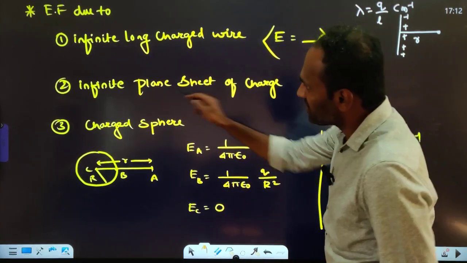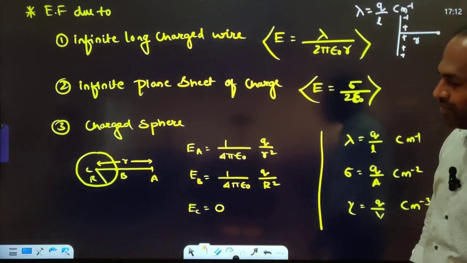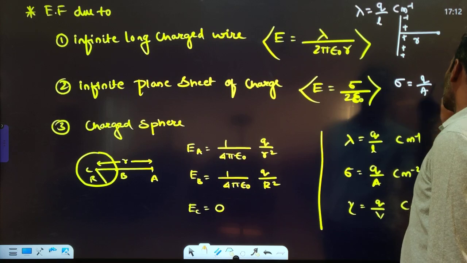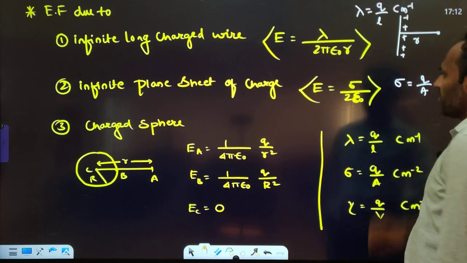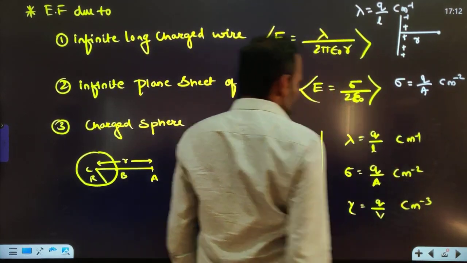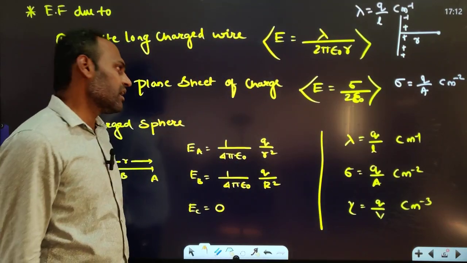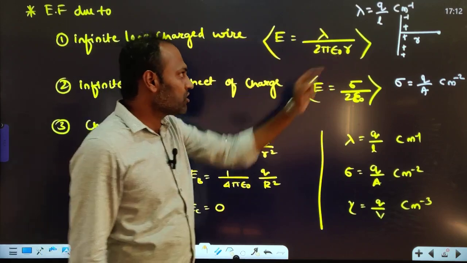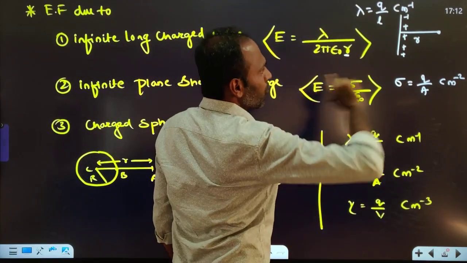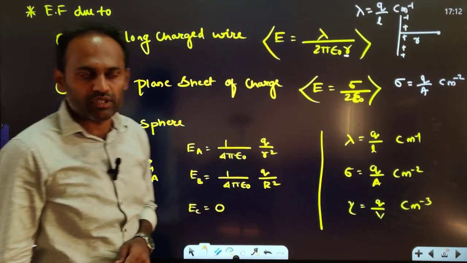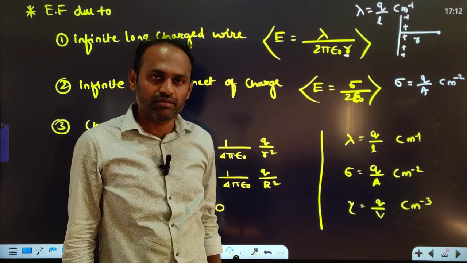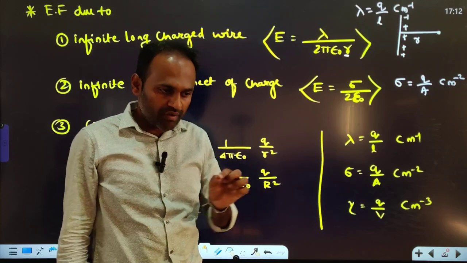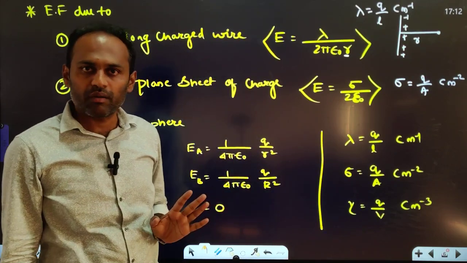Right? Infinite plane sheet. Electric field due to an infinite plane charged sheet will be sigma by 2 epsilon naught. What is sigma? Sigma is Q divided by area, whose unit will be coulomb per meter square. Sigma is surface charge density. See, electric field due to the straight infinite long charged wire is dependent on the distance. As you go far from the wire, the electric field goes on reducing because field is inversely proportional to distance. But electric field due to an infinite charged plane sheet is not dependent on the distance. Wherever you take the point, the electric field will be the same due to that plane sheet.